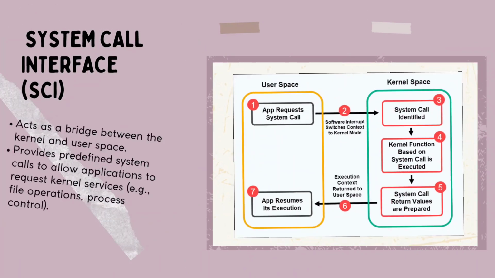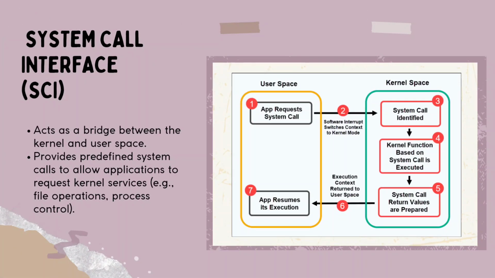After that, the system call interface. This is the third layer of Linux architecture. This layer is nothing but the bridge between the kernel and user space. We already know what user space is and what kernel space is. In kernel space, those functions or applications are working. We can access those functions from user space by using the system call interface.